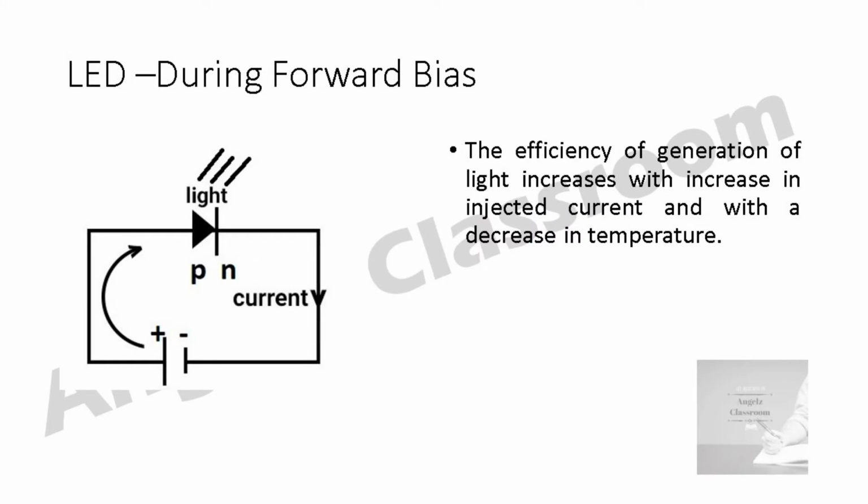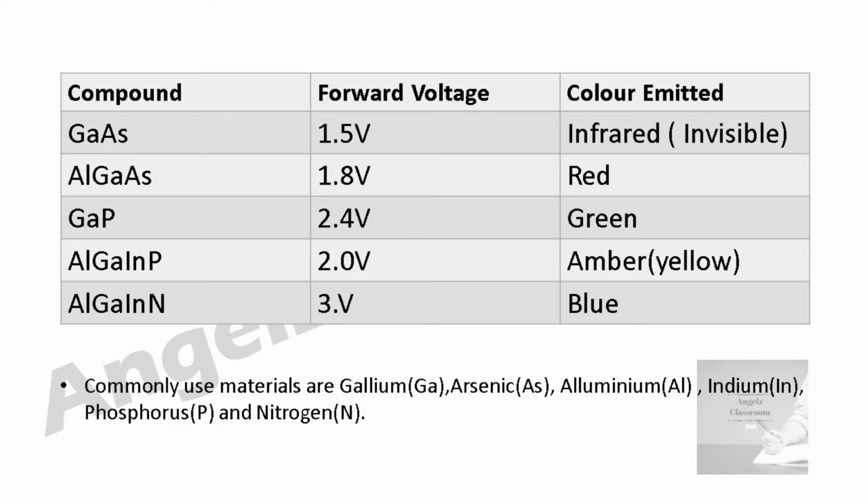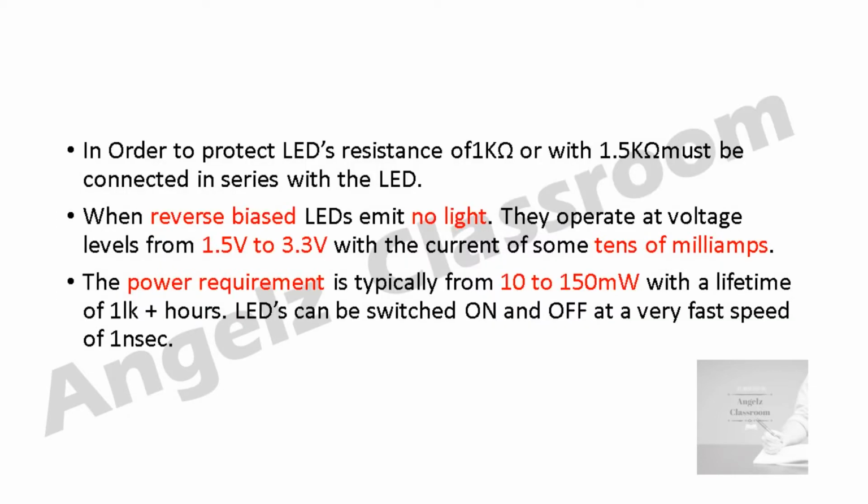During forward bias, the efficiency of generation of light increases with the increase in injected current and with the decrease in temperature. These are the different semiconductor compounds with their forward voltage and the color emitted based on the type of material used. When the LED diode is reverse biased, it will emit no light, but they operate at voltage levels from 1.5 to 3.3 volts with a current of a few milliamps. The power requirement is typically from 10 to 150 milliwatts, with a lifetime of 1 lakh plus hours.